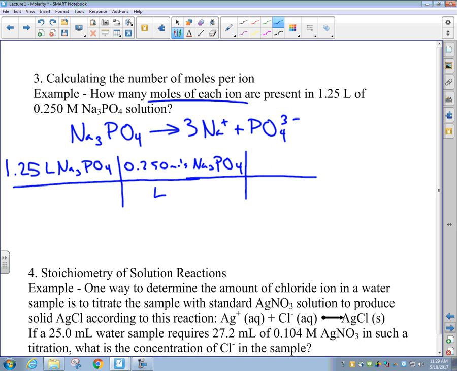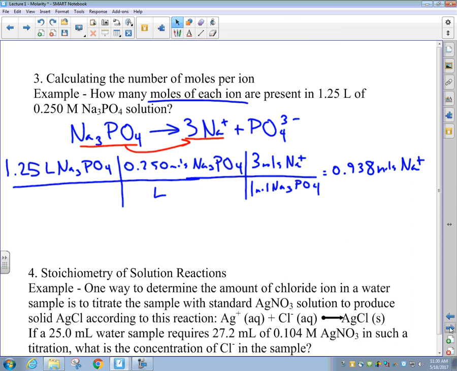Then we're going to do a molar ratio. For the first one, we're going to go from the Na3PO4 to 3 moles of sodium ion. In other words, for every 1 mole of sodium phosphate that dissolves, it's going to produce 3 moles of sodium ion. So that'll be my ratio: 1 Na3PO4 to 3 moles of Na positive. We go ahead and complete that monorail, and we get 0.938 moles of sodium ion.